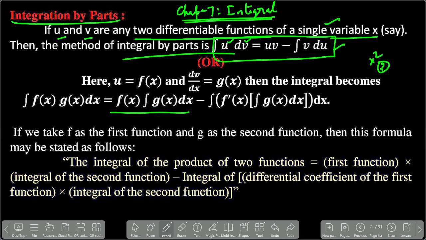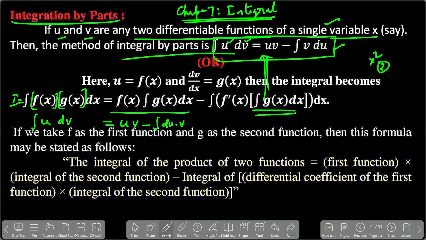Let I equal to integral of f of x, g of x. This is one of the functions, this is another function. Integral of f of x into g of x equals f of x into integral of g of x dx, minus integral of f dash of x into integral of g of x dx. Here the same formula: integral u dv equal to uv minus integral of du into v. The same thing we have written here too.